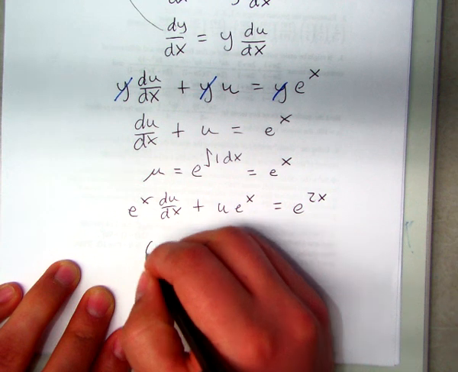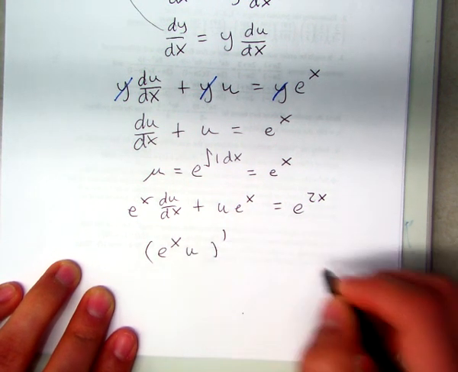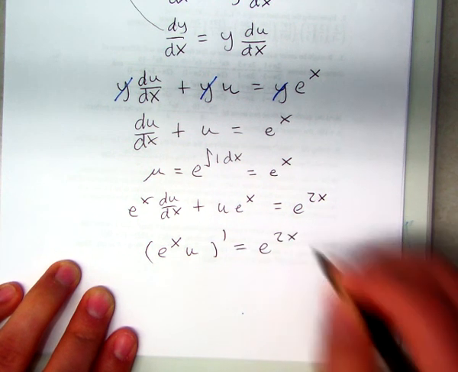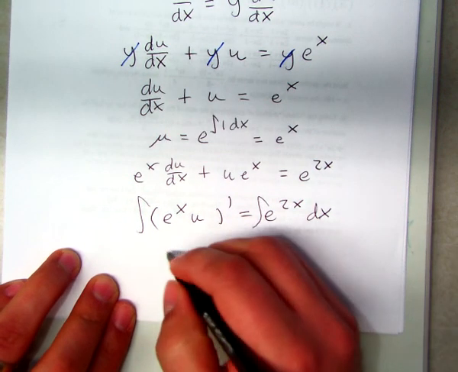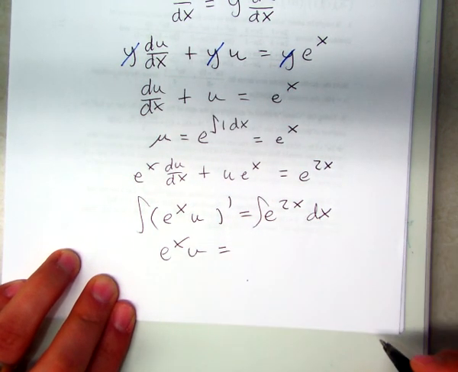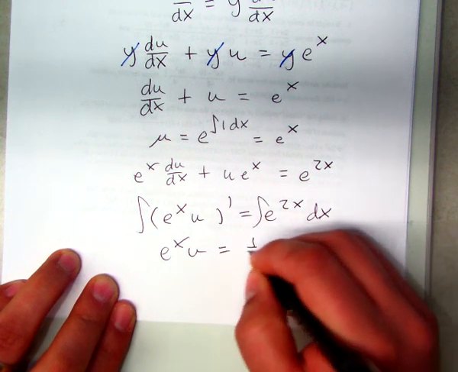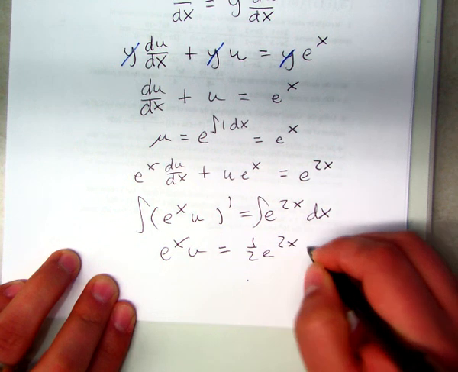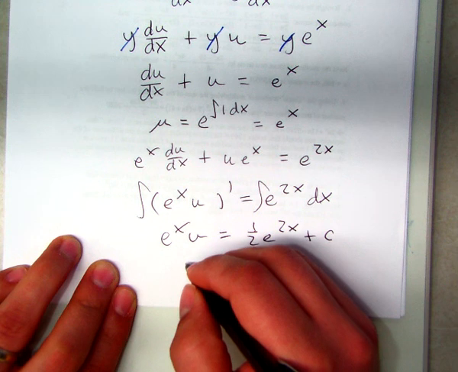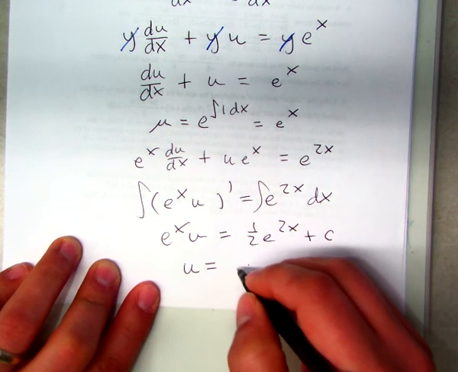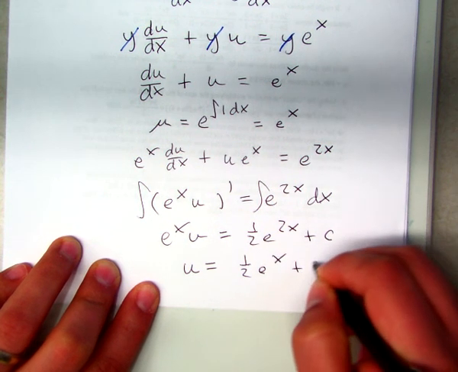Left-hand side, derivative of the product of integrating factor and u. Integrate. So we get e to the x times u equals what? 1/2 e to the 2x plus a constant. So then, let's say u, we can divide by e to the x, so it's just 1/2 e to the x plus c e to the minus x.